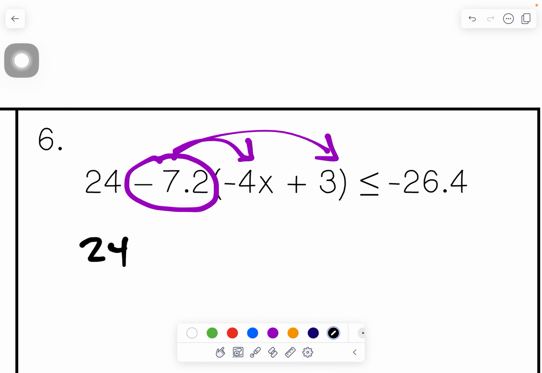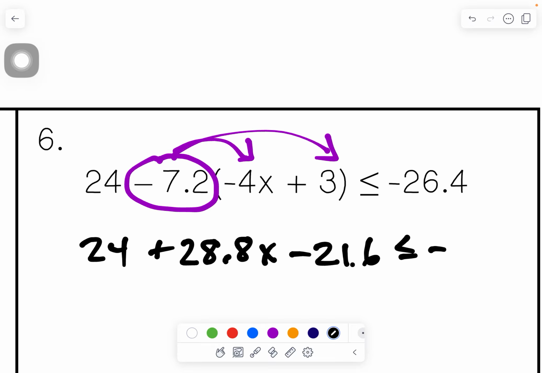So when I take that negative 7.2 and multiply it by negative 4, I get a positive 28.8. Don't forget, negative times negative. And then I'm going to take that negative 7.2 and multiply it by positive 3, and that's going to give me negative 21.6.